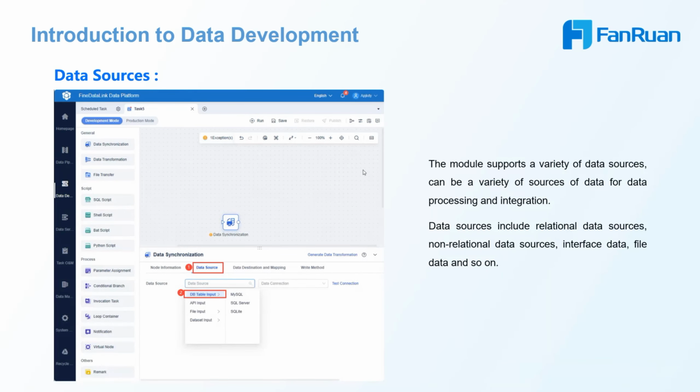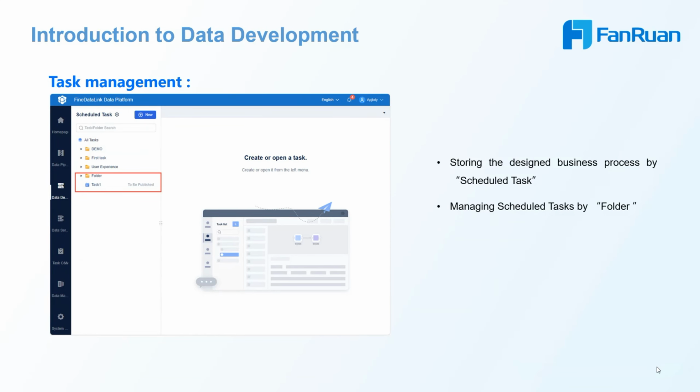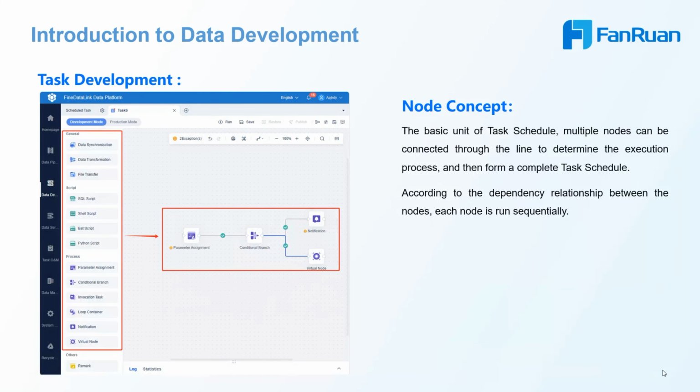First, the Data Development module supports multiple data sources, allowing for data processing and integration from various sources. Data sources include relational data sources, non-relational data sources, interface data, file data, and so on. Task management can store the designed business process as a scheduled task and manage scheduled tasks by folder. Next, let's introduce the Task Development module.